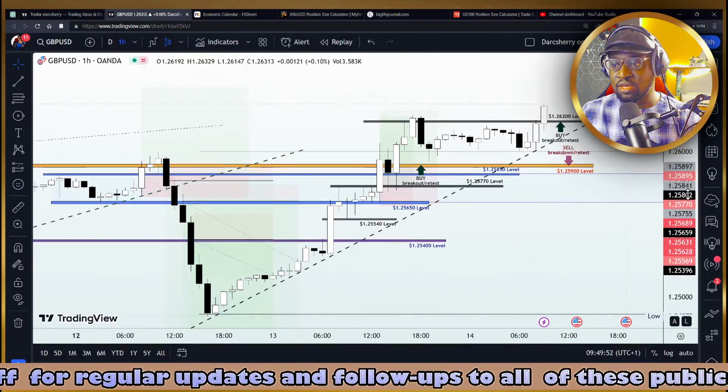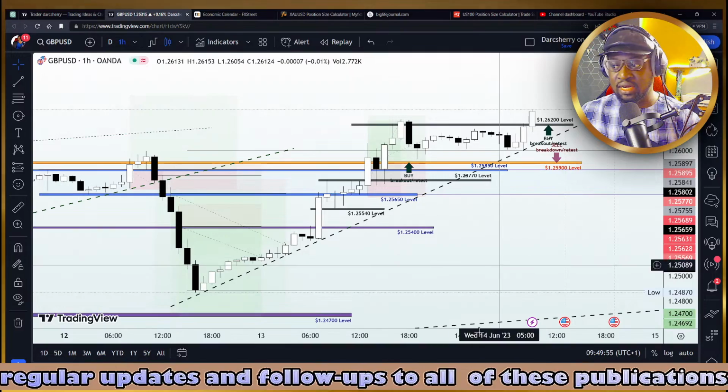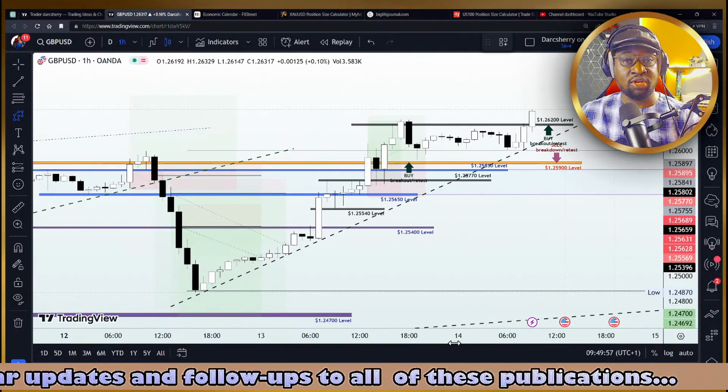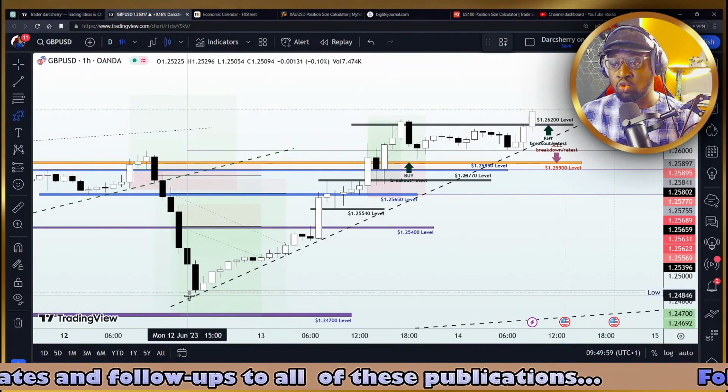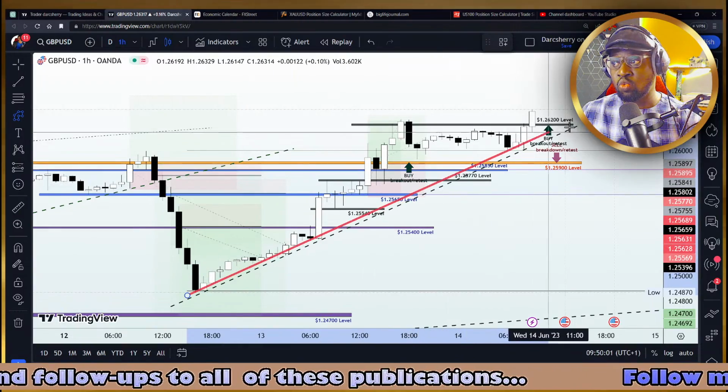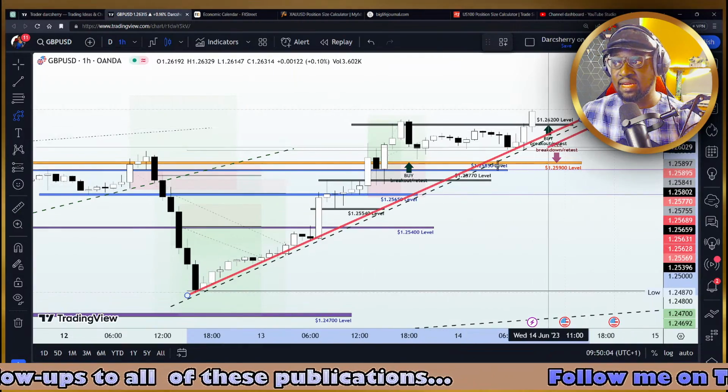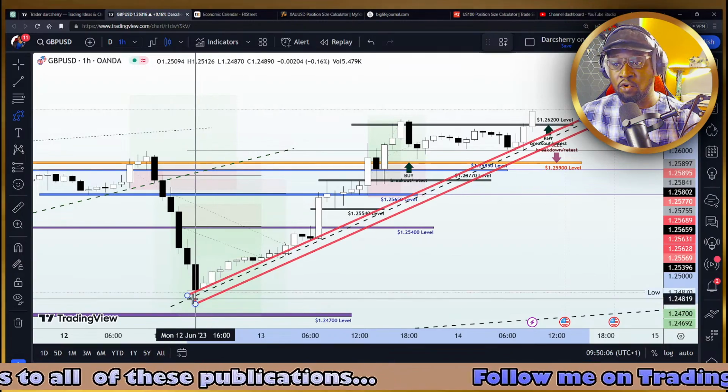So we have a newly identified ascending trend line, which you can see here after connecting the series of higher lows since the beginning of the week. So this is what we are going to be using to guide our trading activities for today.